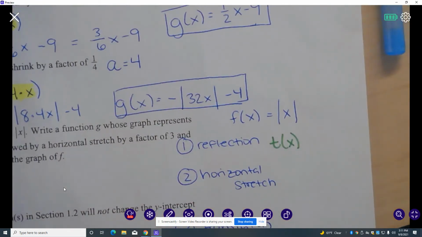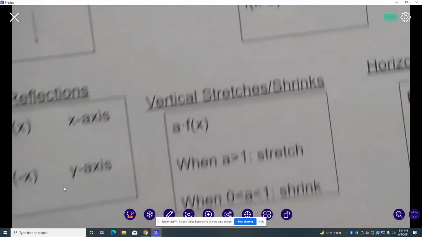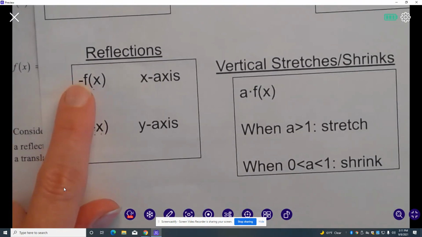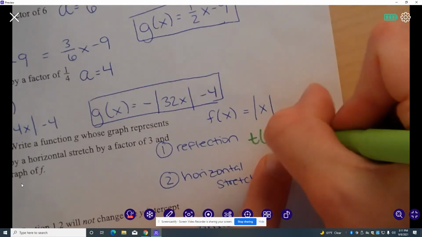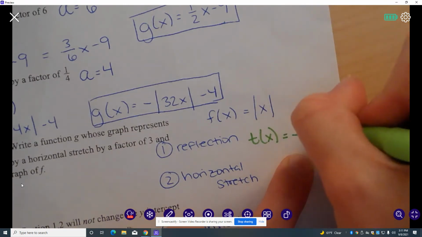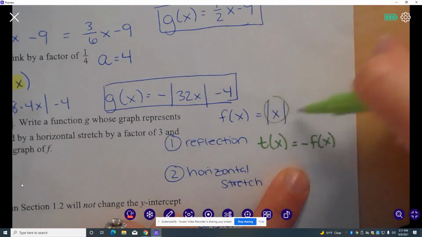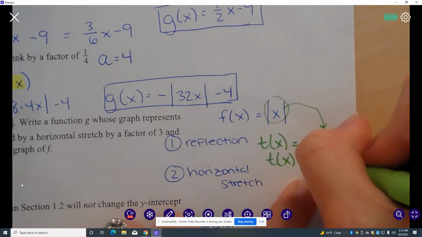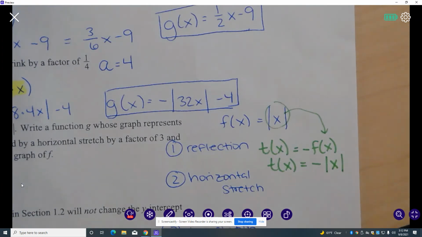Okay. Remember, when we do reflections in the x-axis, we multiply by that negative outside the function. We take the opposite outside the function. So my new function t of x is going to be equal to the opposite of f of x. Okay. And so now if I replace the absolute value of x in for f of x, this function t of x is equal to the opposite of the absolute value of x. So that's my function that I get after I do the reflection.